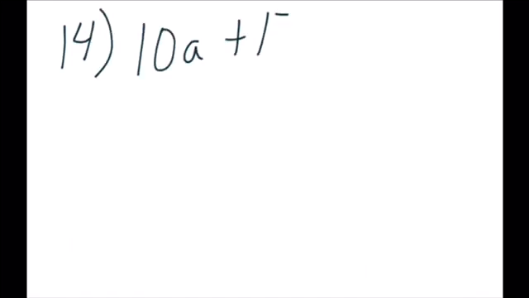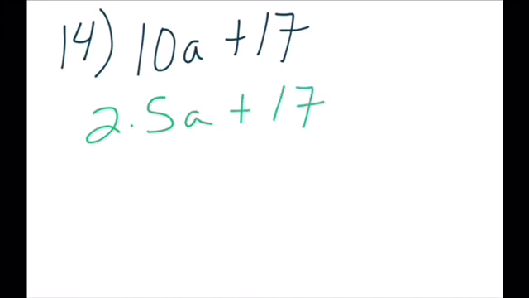Number 14, 10a plus 17. First thing I need to do is determine whether or not there's a GCF. 2 times 5a plus 17. There's not a GCF. Neither is there a squared here or a trinomial. So our answer here is cannot be factored.